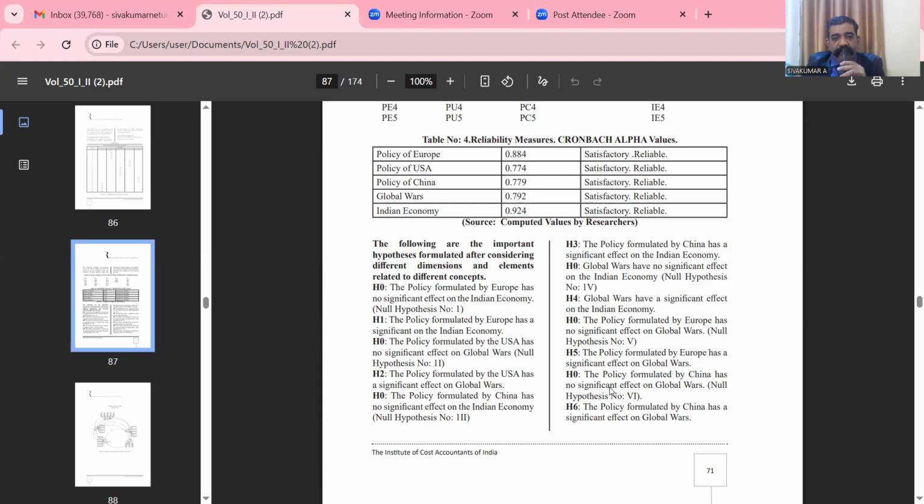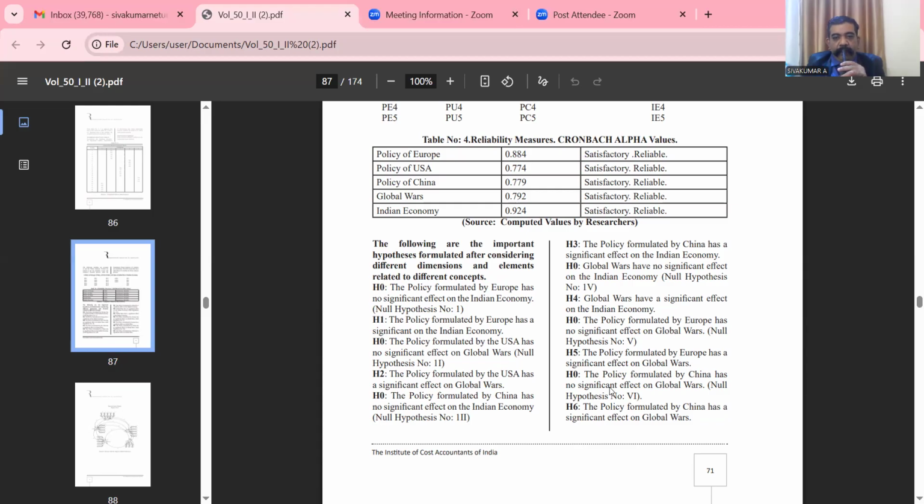Alternative hypothesis: The policy formulated by China has a significant effect on the Indian economy. Next, null hypothesis: Global wars have no significant effect on the Indian economy. Corresponding alternative hypothesis: Global wars have a significant effect on the Indian economy.